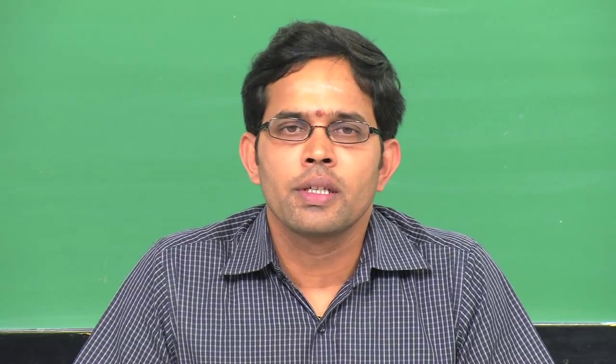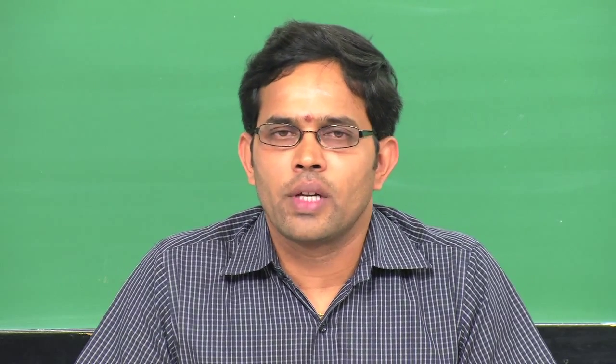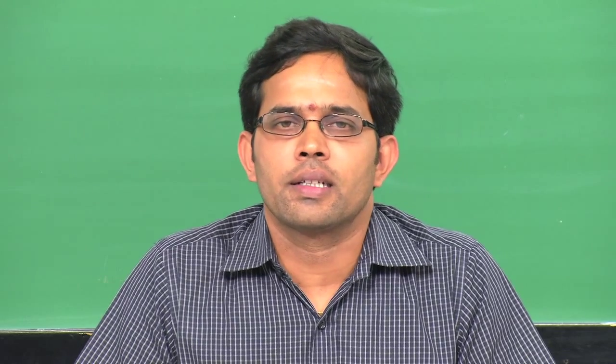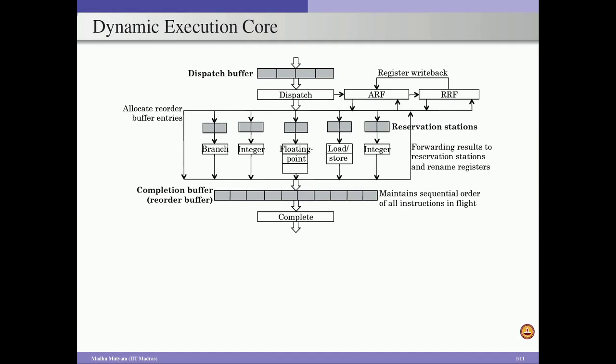In this module, we are going to discuss one of the key components of a superscalar processor, that is the dynamic execution core. So, we know that in a superscalar processor, we have in-order fetch, in-order decode, in-order dispatch, but we have out-of-order execution, and finally, in-order commit and in-order retirement. This dynamic execution core is the one which actually implements the out-of-order execution of the instructions, and it resembles a refinement of the Tomasulo implementation.